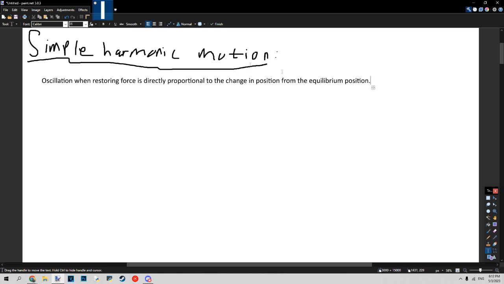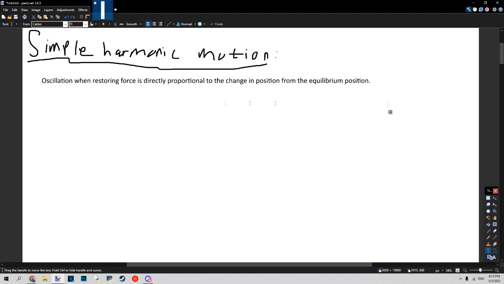So this immediately tells us that we're going to have some sort of spring or pendulum kind of thing that will require it to have an equilibrium position, right? Otherwise we can't have a change in position from equilibrium position. And that's what simple harmonic motion is.